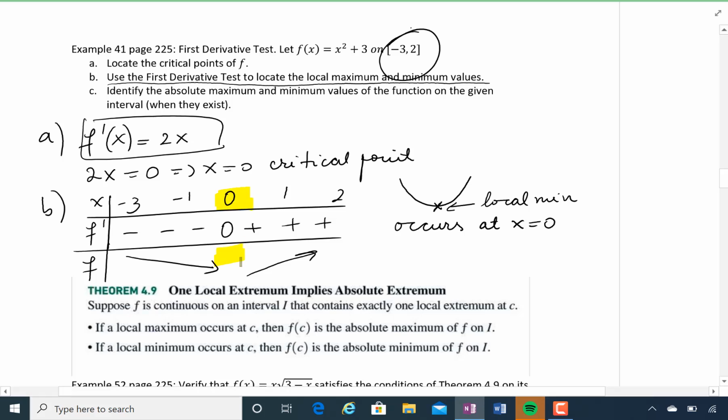That's the point here. Identify the absolute maximum and minimum values of the function when they exist. Well, if there is only one minimum for the whole function, then that's actually an absolute minimum. So part C, the absolute minimum, because it's only one, right? Absolute minimum is equal to f of 0. So basically it's 0 to the second plus 3, which is 3. And I can put here 3.